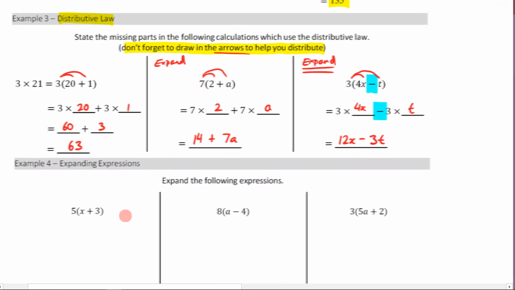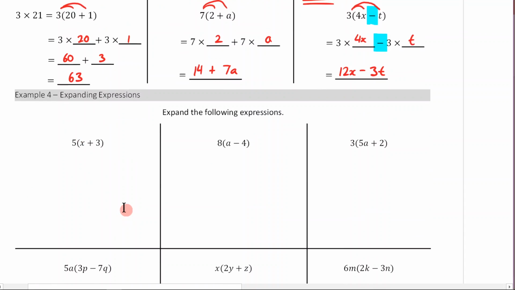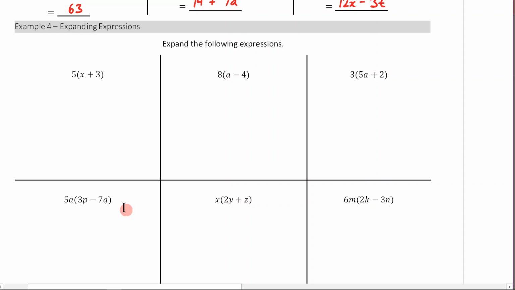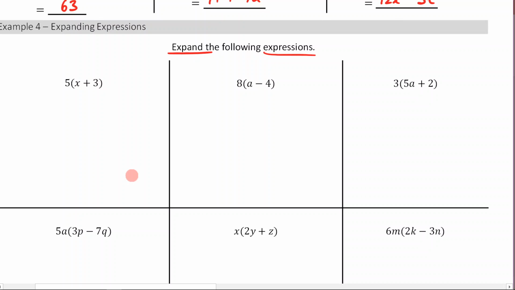So now we just have a few last examples that I want to go through. It says expand the following expressions. Whenever you see that word expand, the first thing I want you to do is draw in those arrows, which is telling you to go 5 times x, which is 5x, plus 5 times 3, which is 15. And just like that, we have expanded. That is the answer. Nice and easy.